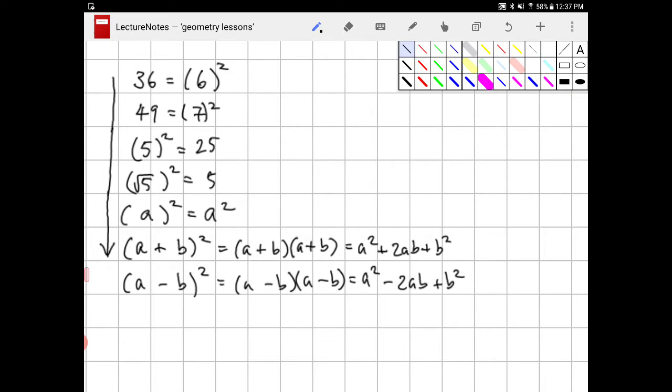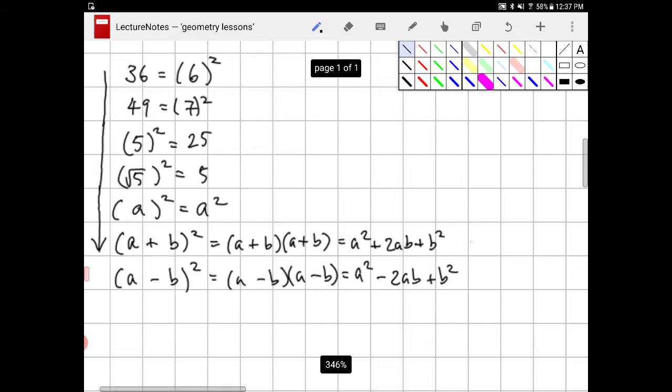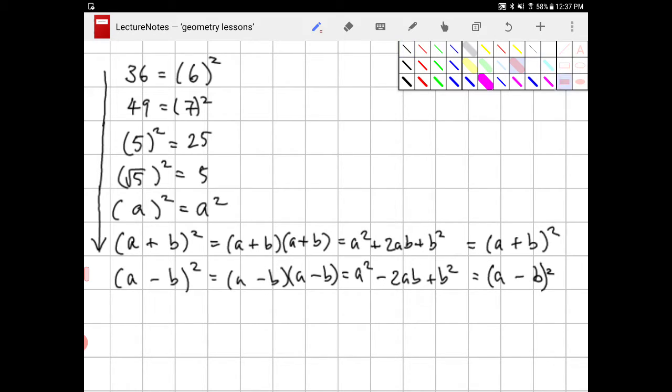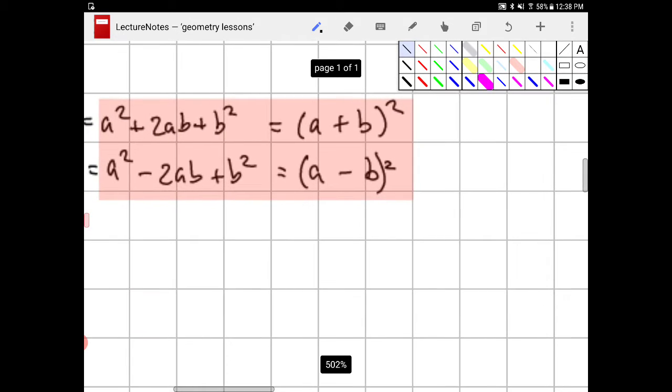The purpose of this video is actually to show you how to complete the square, okay? And this next part will require a little bit of algebraic understanding. So I understand that a squared plus 2ab plus b squared is equivalent to a plus b quantity squared. This is also equivalent to a minus b quantity squared. So these things are perfect squares.